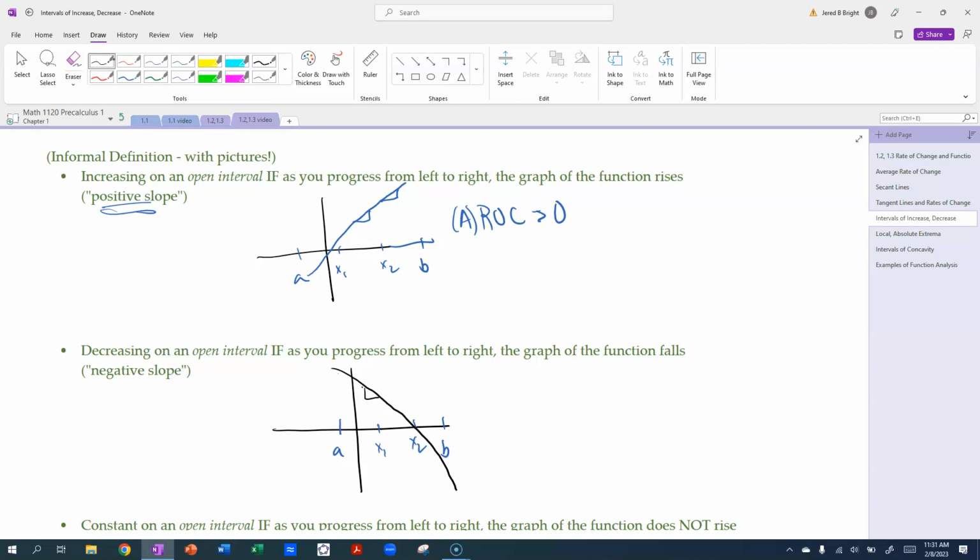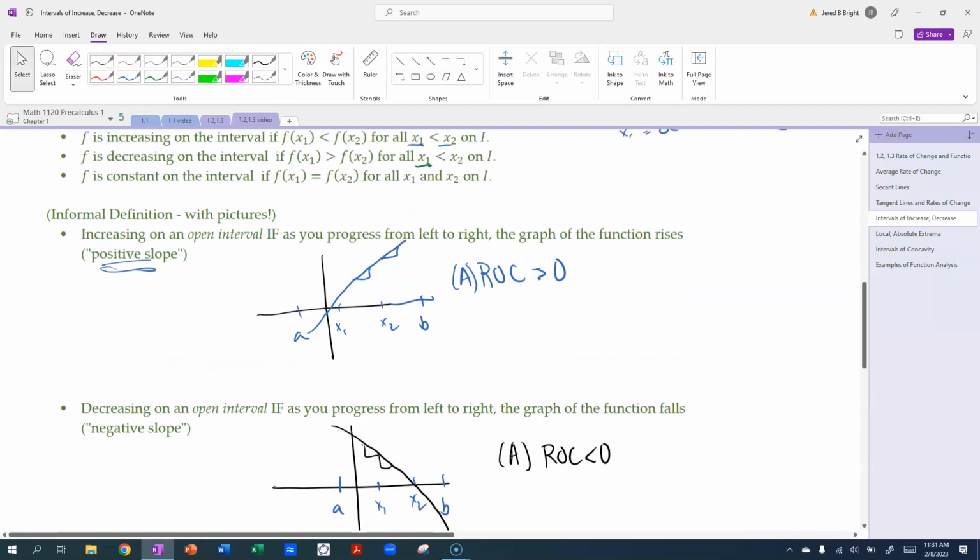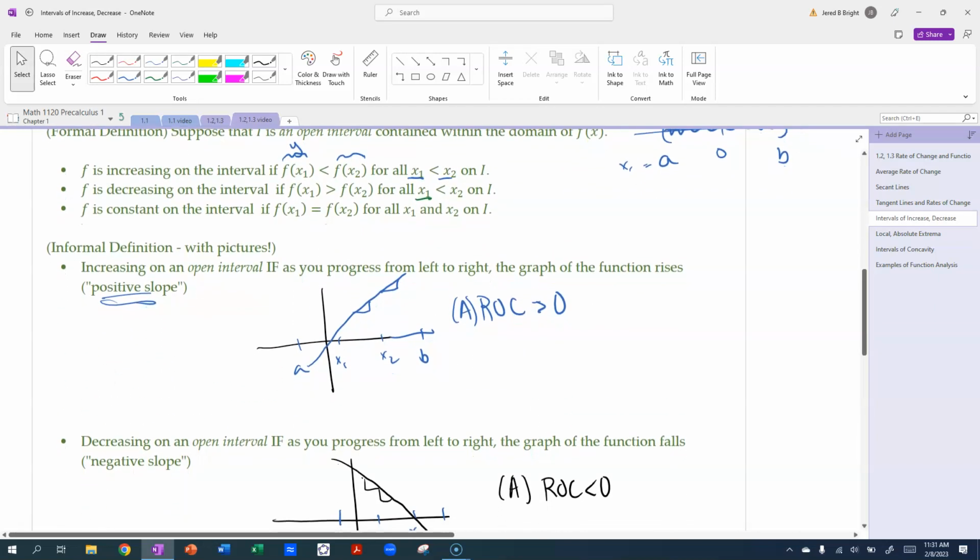So again, change in y over change in x is negative, and so the rate of change, average or instantaneous, would be negative. Okay, and the last thing we have to look at and consider is when the function is constant. And constant just means the y values are the same on that interval.